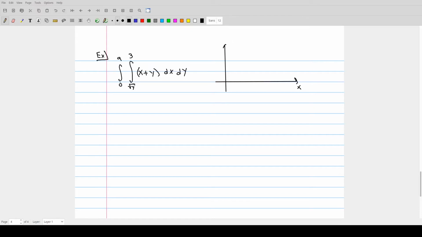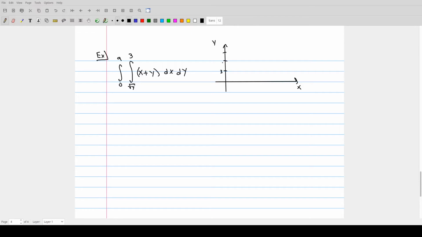So you always want to draw a picture of this, so you know exactly what you're dealing with, what shape this region R is. All of the information that you need to determine that is in these bounds. It's contained in these bounds.